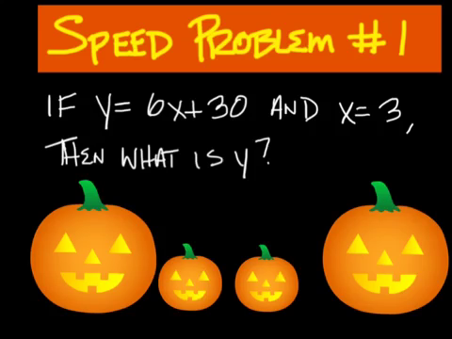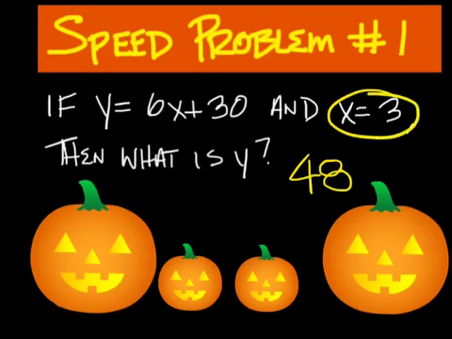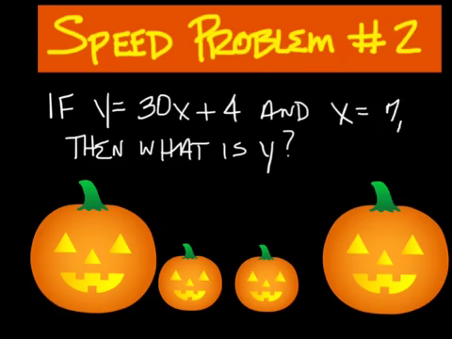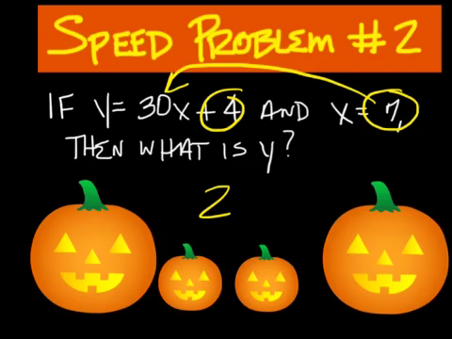Alright, the answer on this one is 48, and you get that by plugging in 3 for x, and then multiplying by 6 and adding 30. This one is for everybody. Here it is. You put the 7 into this and get 210, and then add 4 to come up with 214.